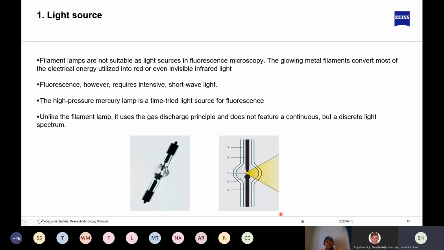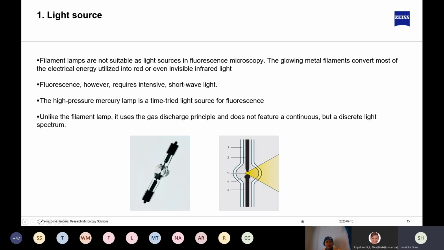So how do you choose, if you're looking for a fluorescence microscope, what do you need to consider to choose the right lamp source? Normal filament lamps are not suitable as light sources for fluorescence microscopy because the glowing metal filaments convert most of their electrical energy into red or invisible infrared light, which means that the wavelengths are too long. Because it is long wavelengths, it's low energy, and therefore it's not enough to create excitation of specific dyes or molecules. As I say, fluorescence requires intensive shortwave light.